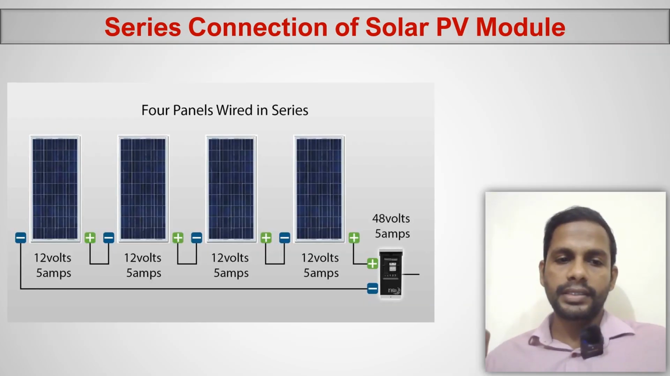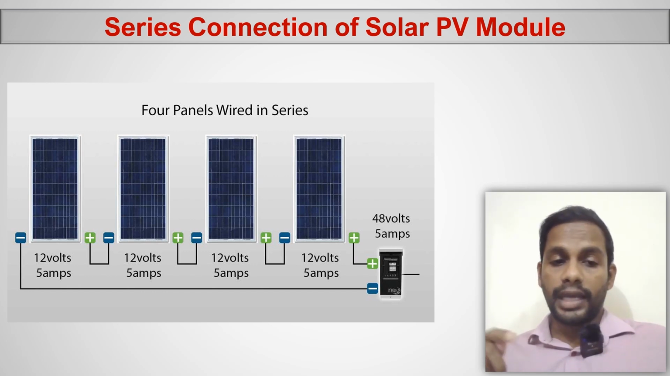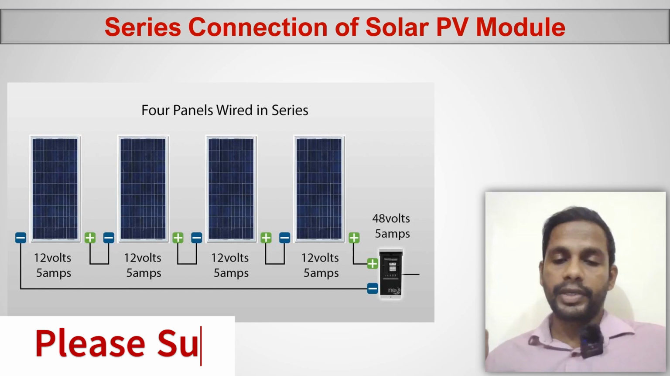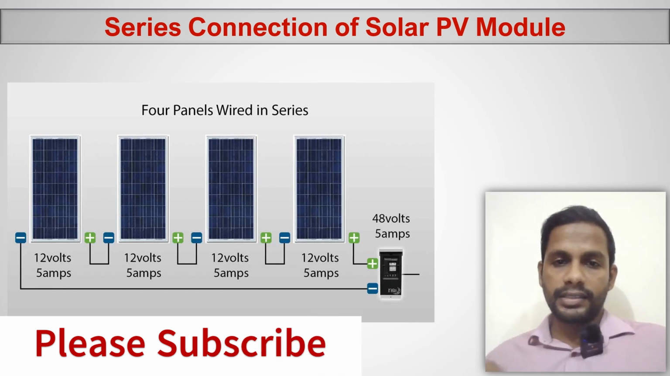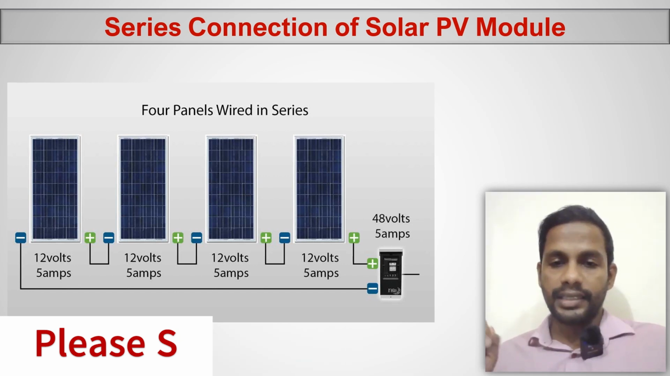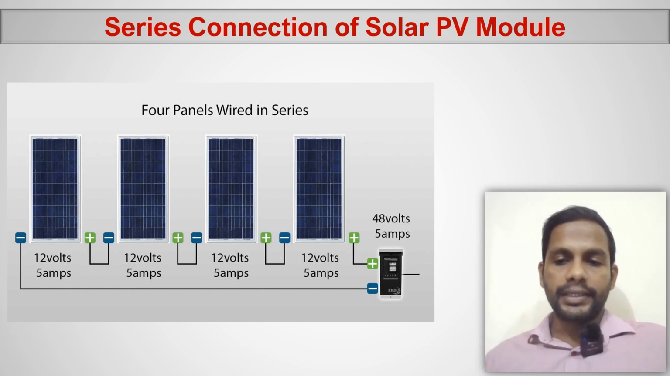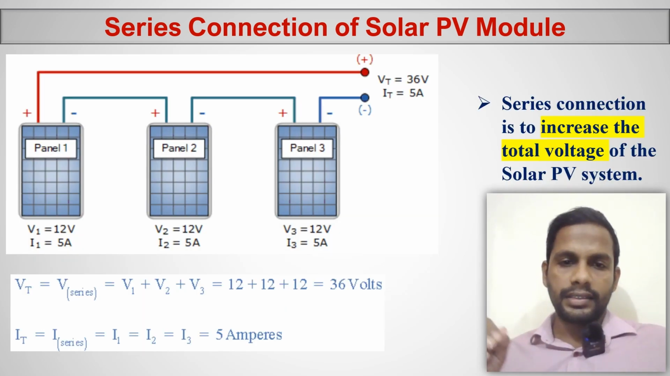So here, look at this. We have 4 modules. Each solar PV module has 12 volts and 5 amperes. If we connect all 4 modules in series, the voltage will be added. Series means simply voltage will be added. The current will be the same, 5 amps.